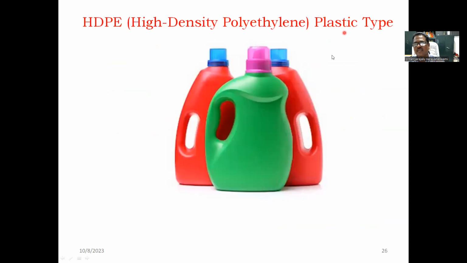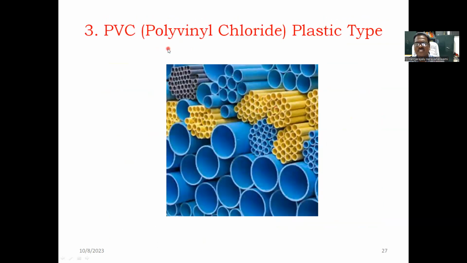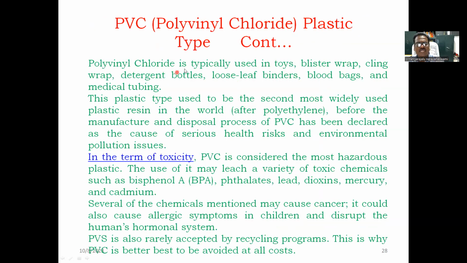High density polyethylene plastic type containers look like this, and PVC, polyvinyl chloride plastic type, these types of PVC pipes are also used. Polyvinyl chloride is typically used in toys, blister wrap, cling wrap, detergent bottles, loose leaf binders, blood bags, and medical tubing, etc. This plastic type used to be the second most widely used plastic resin in the world after polyethylene, before the manufacturing and disposal process of PVC was declared the cause of serious health risks and environmental pollution issues.